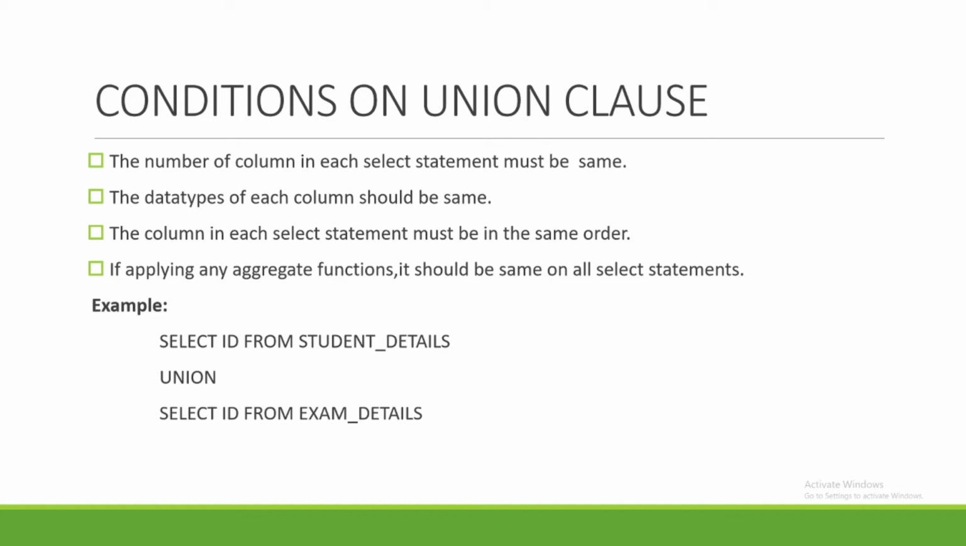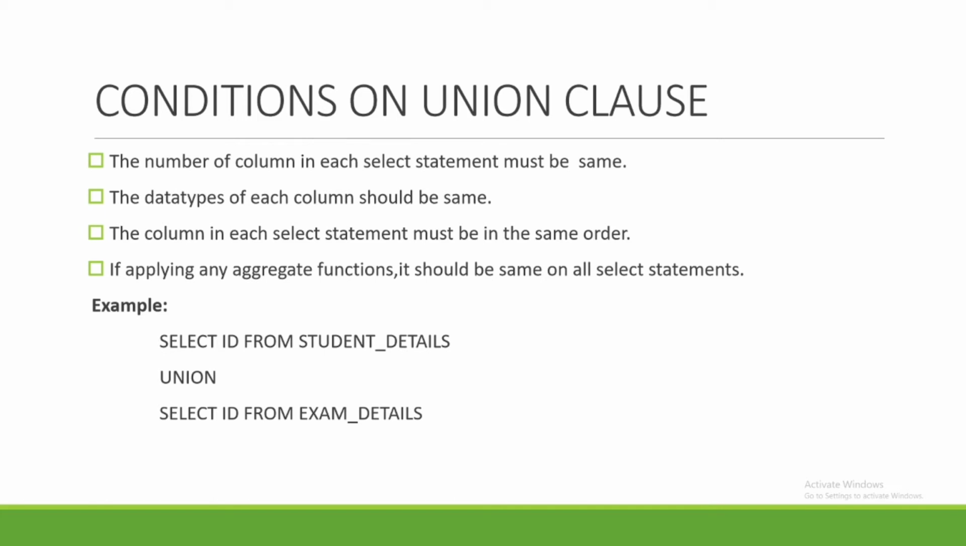We cannot say that from the first table I am picking two columns, that is ID and name, and from the second table I am only picking ID. This should not happen. The second thing is that the data type of each column should be the same. Here I am picking ID from both of them, so both are of int type. You cannot do it like this: if I pick the name column, which is of varchar type, from the first table, and from the second table I just pick ID, which is an int type.